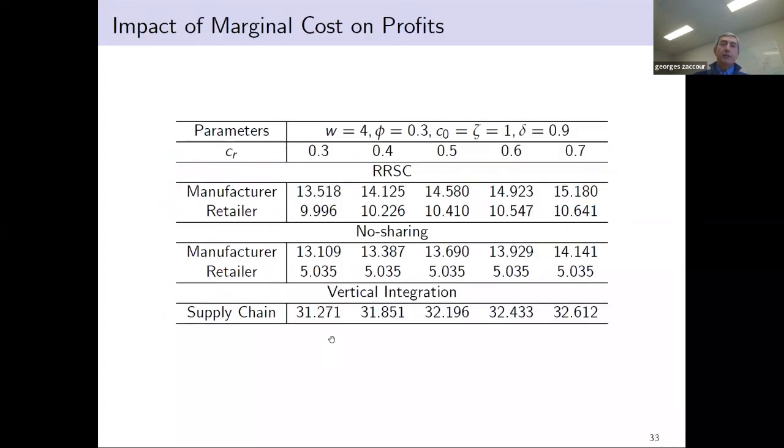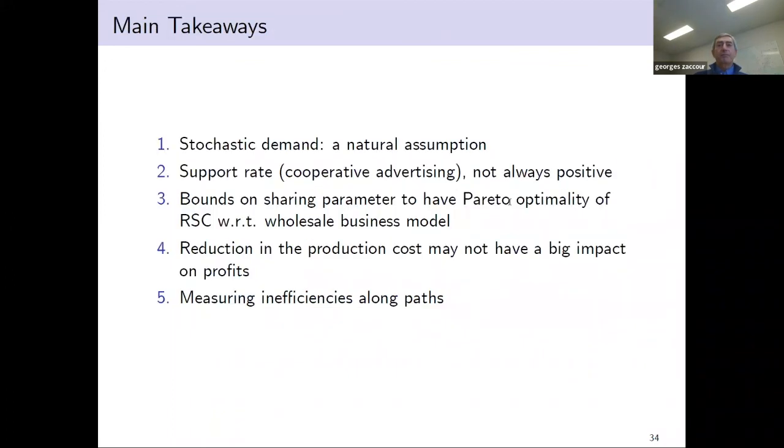This slide was meant to show that the reduction in production cost may not have a big impact on profit. In fact, here, for instance, if I take CR and I multiply it from 0.3 to 0.6, and you see the difference here in terms of payoff, it's surely not 100%. So it may be much smaller.